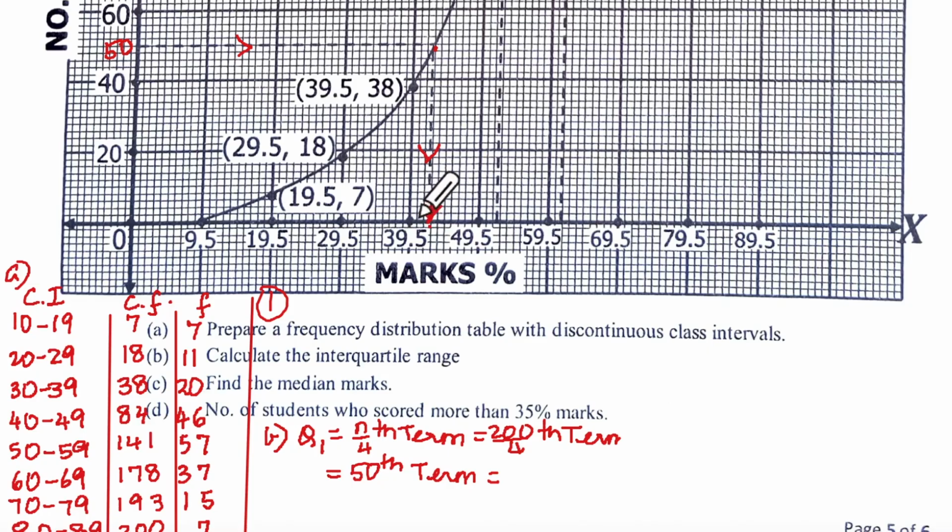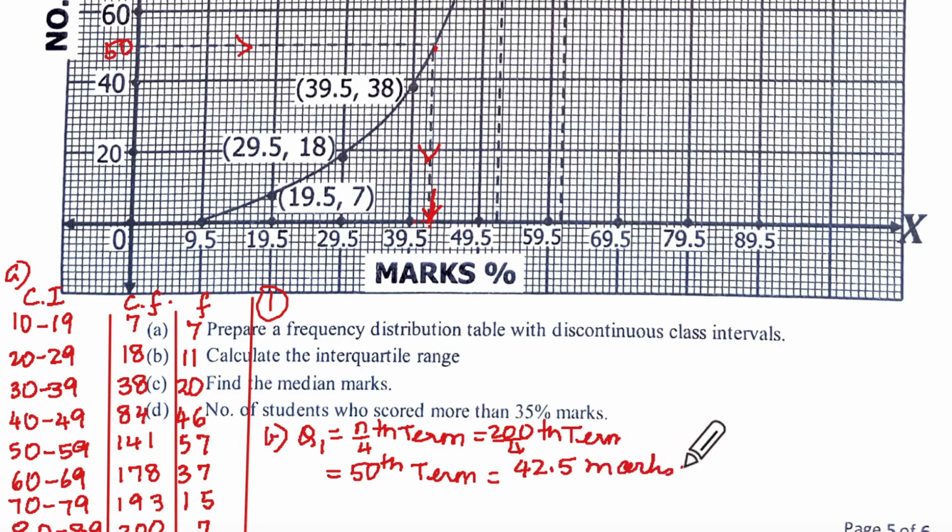Now after 39, how many divisions do you see here? 1, 2, 3 divisions are there. So 40.5, 41.5 and 42.5. Did you understand what I have done? And write over marks. Yes, ma'am.